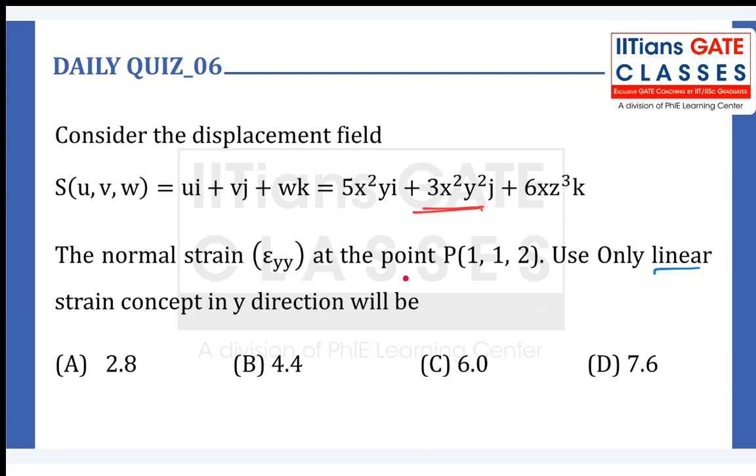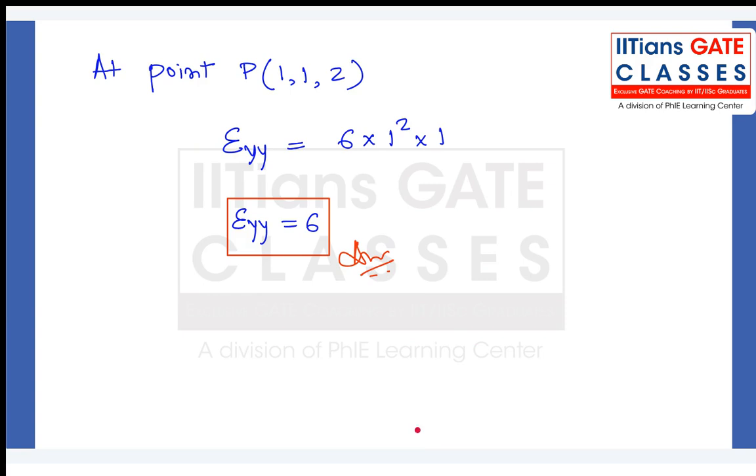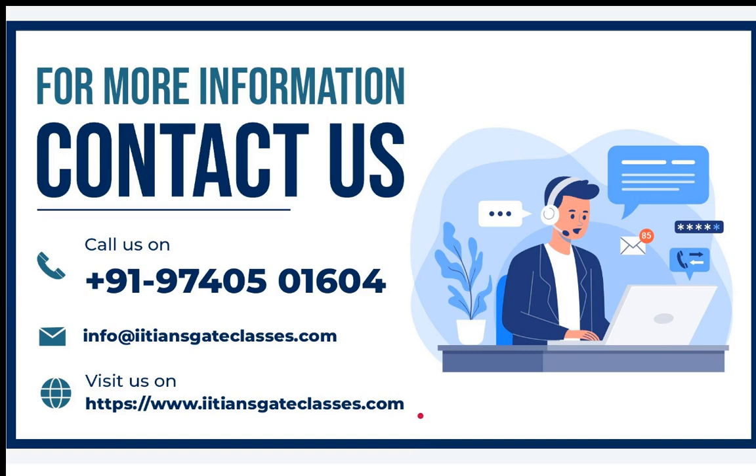Now at which point? P, that is 1, 1, 2. Substitute the values: x is equal to 1, y is equal to 1. So you'll get the strain in y is equal to 6. So this has been pretty simple, isn't it?